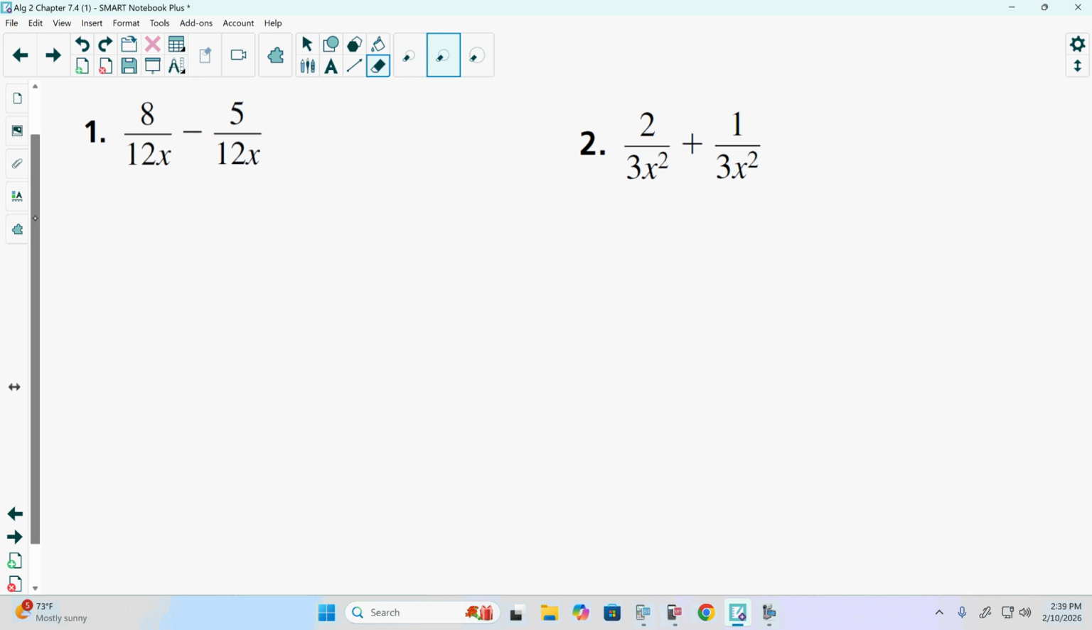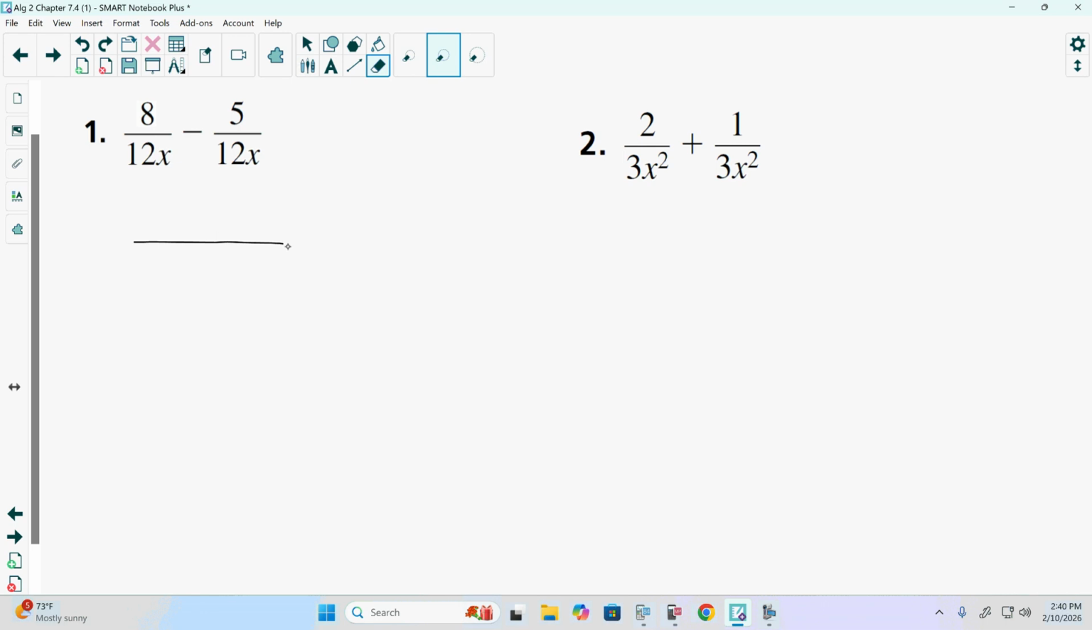Let's look at 1 and 2 next. Number 1, we have 8/12 minus 5/12. Yes, 8/12 does have a common factor on top and bottom, but are the denominators the same? If I reduced the first one, that 8/12, the denominators would not be the same anymore, so we couldn't subtract.